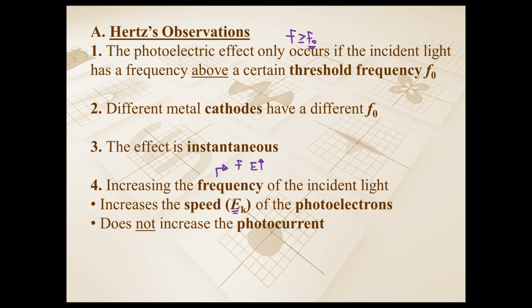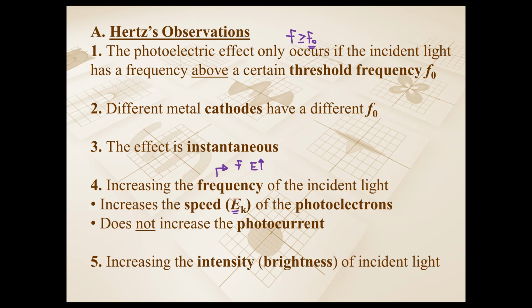Oddly enough, though, and we'll talk about this at the end of the lesson, if you increase the speed of the photoelectrons, this does not increase the current. This is weird because you would think, okay, if current is the amount of charge that passes through a point in one second, and if I increase the speed of the electrons, they're covering a certain distance in less time, then how could that not make the current larger? So we'll address that later on. This is something that Hertz could not properly explain.